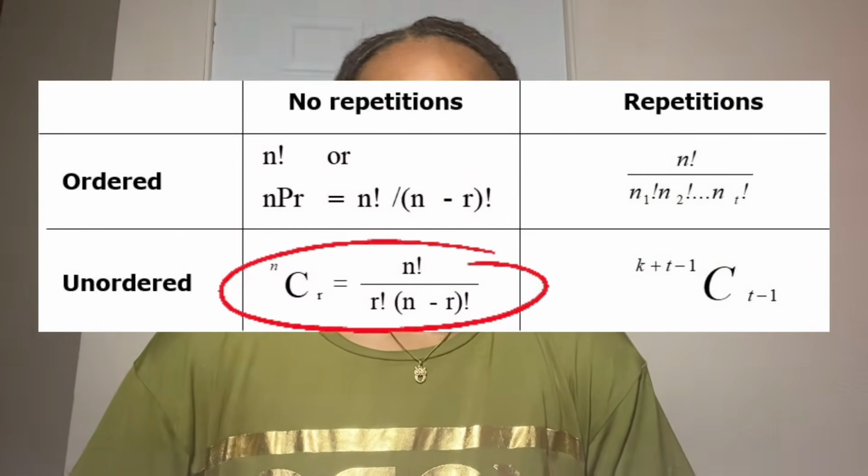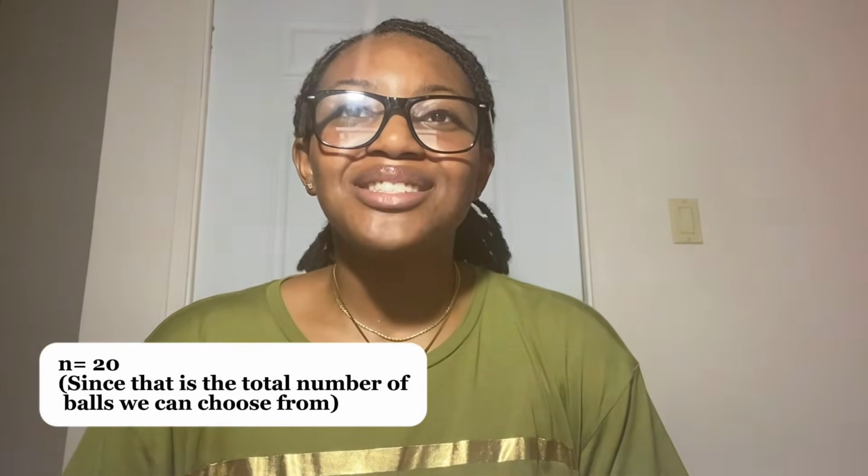Next question is asking us to find the number of ways we can draw 5 balls, then replace them, and then draw 5 more balls. So since we know that order doesn't matter and there's no repetition, we're dealing with combination without repetition. Since we have 20 distinct balls, that's the total number for our selection, so n is equal to 20. And we're selecting 5 balls out of that 20. First, we're selecting the 5 balls, so r would be 5.